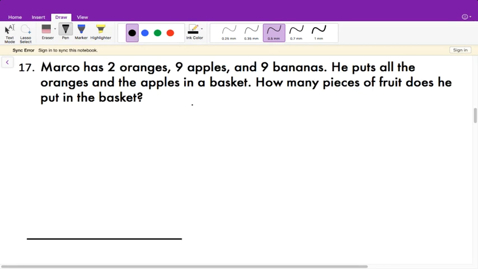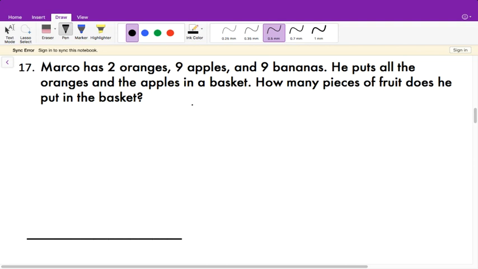Okay, problem number 17. Let's read it. Marco has 2 oranges, 9 apples, and 9 bananas. He puts all the oranges and the apples in a basket. How many pieces of fruit does he put in the basket?